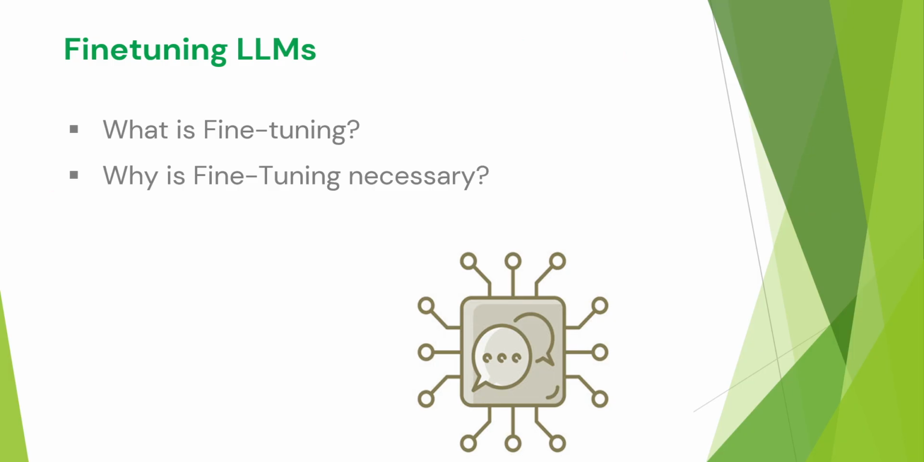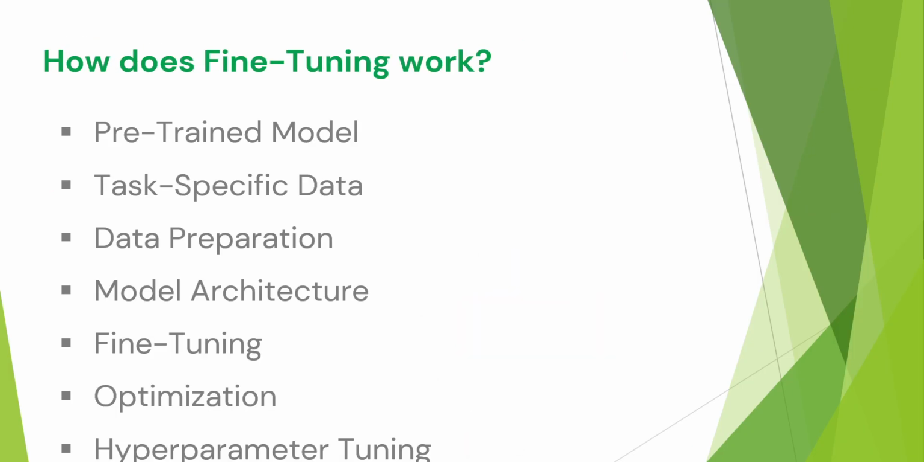So fine-tuning is important because pre-trained models are often too general and may not perform well on specific tasks. Pre-trained models are trained on large, diverse datasets, but the task-specific data may be smaller and more specialized. So fine-tuning allows the model to learn the nuances of task-specific data and adapt to the specific requirements of the task. Now, how does fine-tuning work?